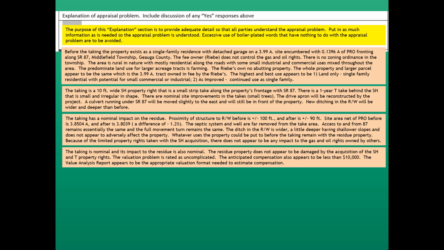The valuation problem is rated as uncomplicated. The anticipated compensation also appears to be less than $10,000. The value analysis report appears to be the appropriate valuation format needed to estimate compensation.